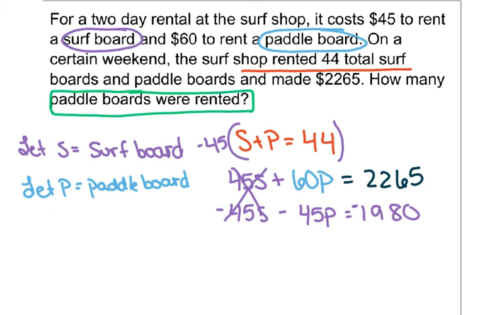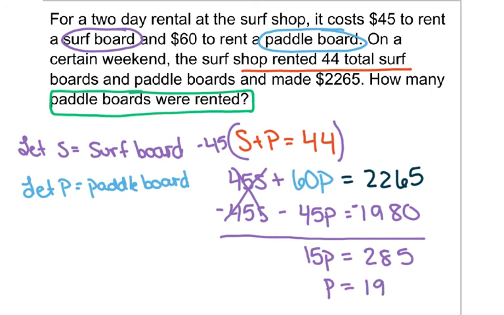60 minus 45 is 15, and then 2,265 minus 1,980 is 285, and then we divide by 15. So the number of paddleboards rented were 19.